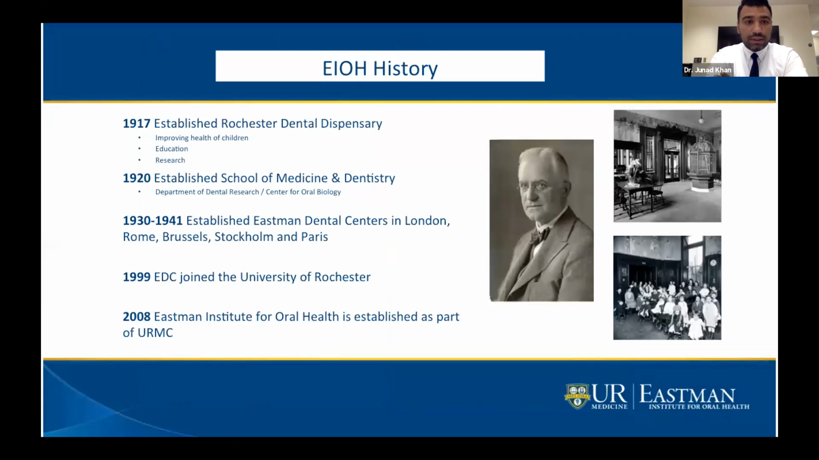George Eastman established the Rochester Dental Dispensary somewhere around 1917, and the mission at that time was to basically improve the health of children, go towards more of an education route, and also have research. In the 1920s, he established a School of Medicine and Dentistry, and we had the first designated department of oral biology, and research was a main component of it.